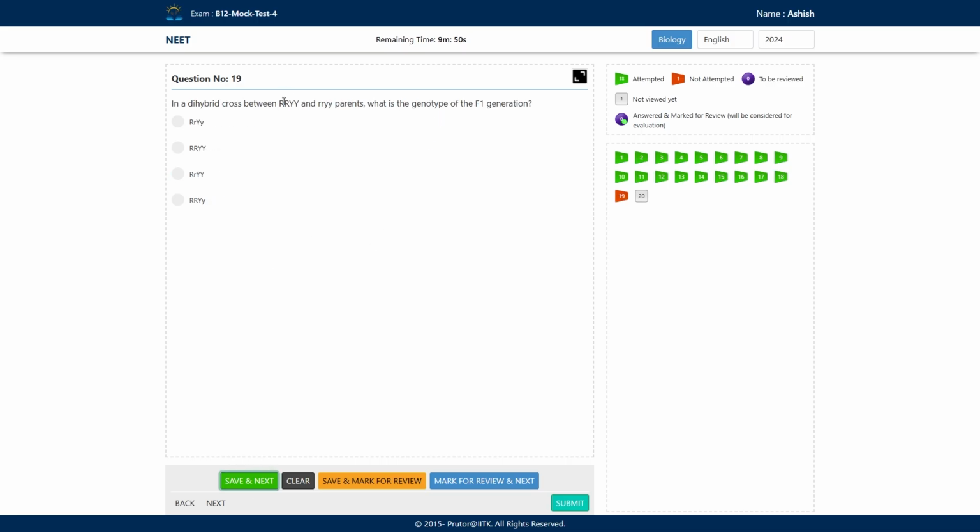Now, a dihybrid cross is made between two parents. The genotype of one of the parents is capital R, capital R, capital Y, capital Y. So this is homozygous dominant for both traits. The second parent is homozygous recessive for both traits, having the genotype small r, small r, small y, small y. Now, what is the genotype of the F1 generation? These are the four options. What would be the correct answer here?